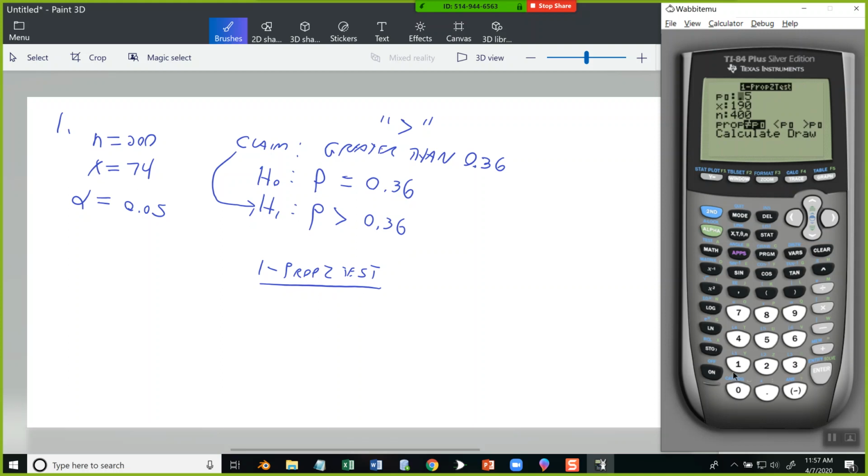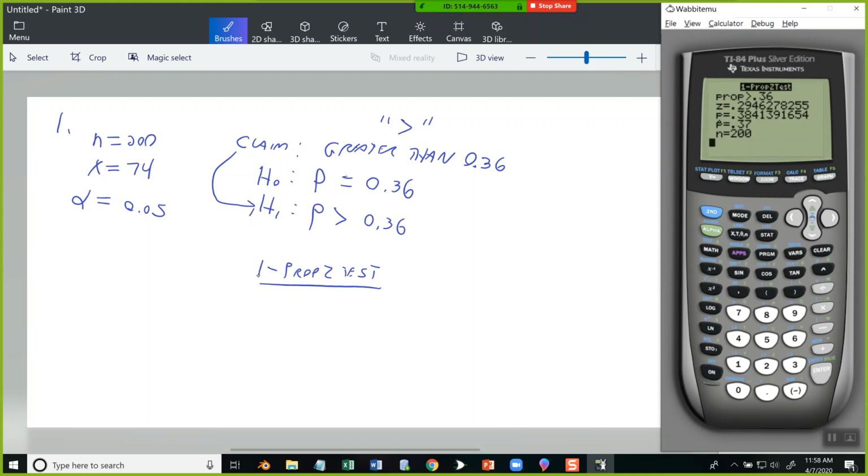The number off of our claim, H naught or H1, is 0.36. X is 74. N is 200. The symbol off of our H1 is a greater than, so I want to right arrow over twice to the greater than and press enter on it. So all of that's still exactly the same as when we did it before. Now if I go down to calculate, the test statistic was the z equals, which we saw. The value right below it, p equals, that's our p-value.